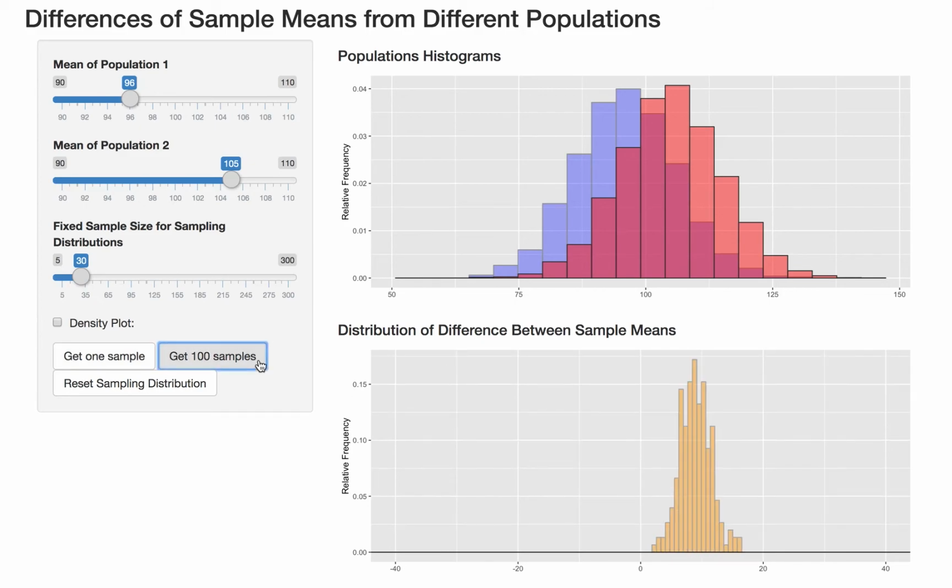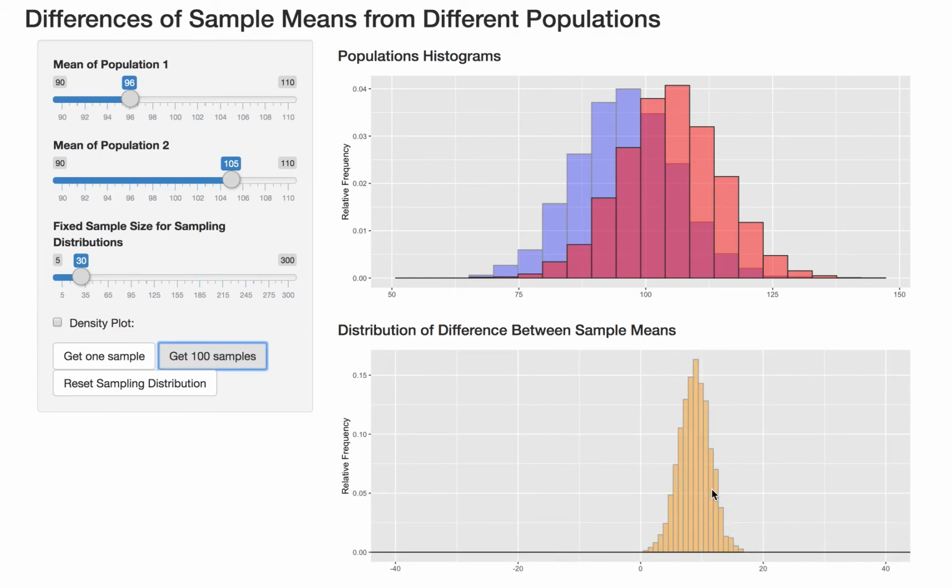So if I could do this a couple hundred times, the peak, the most likely value for this sampling distribution, x1 bar minus x2 bar, the difference between the two sample means, is moved away from 0 when the population means are different.